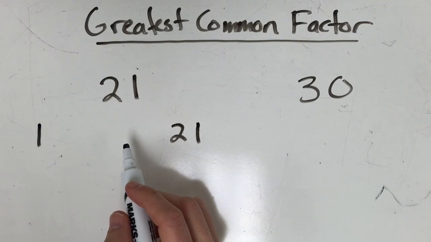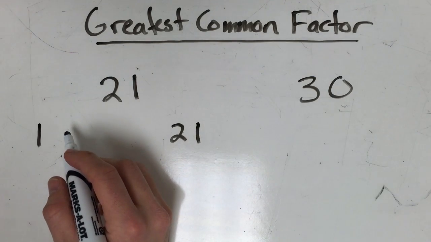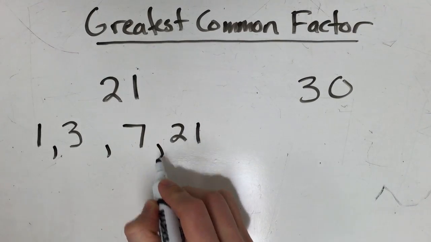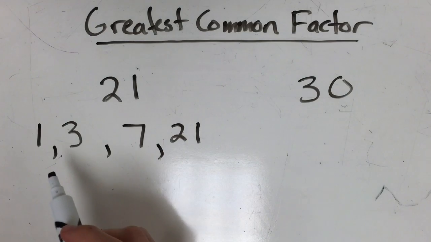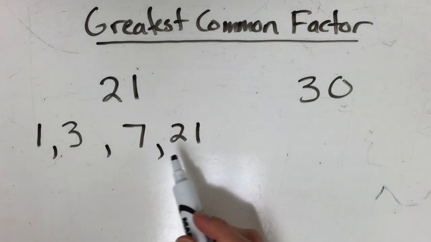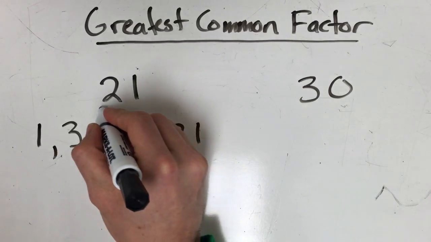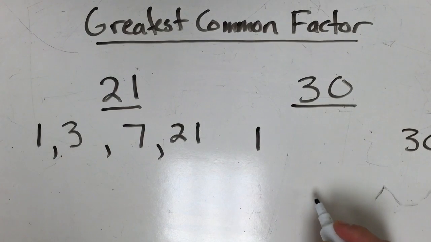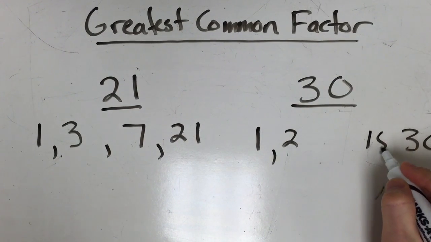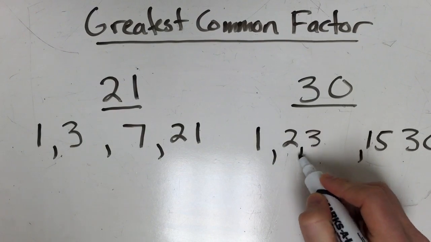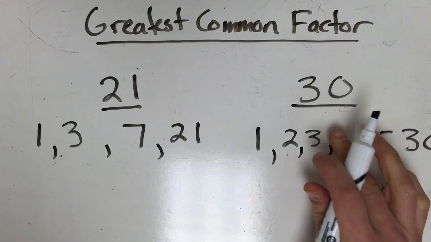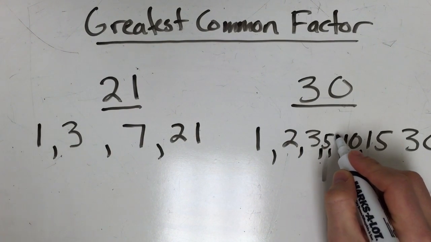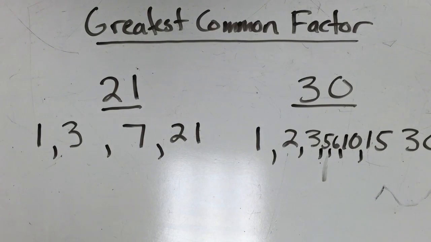Another pair of numbers that multiplies to give 21 is 3 times 7. And I'm going to make sure I have commas in between all of my numbers. Now I've listed all of the factors of 21. Now I'm going to list all the factors of 30. 1 times 30. 2 times 15. 3 times 10, and 5 times 6. So 30 has a bunch.